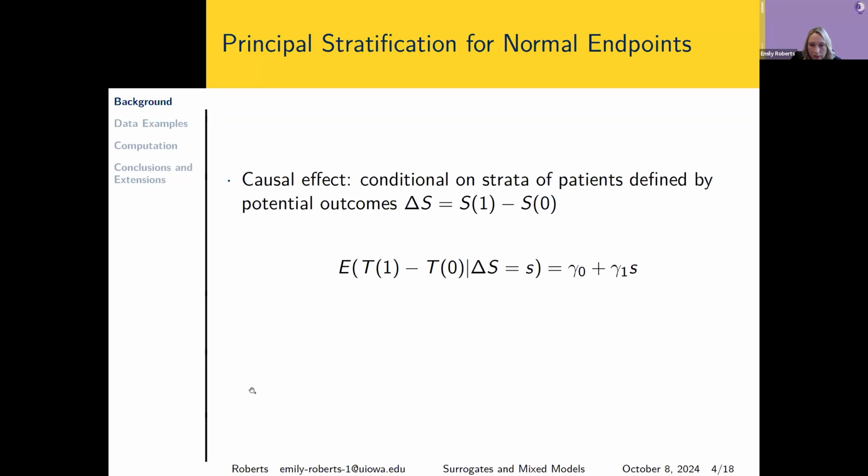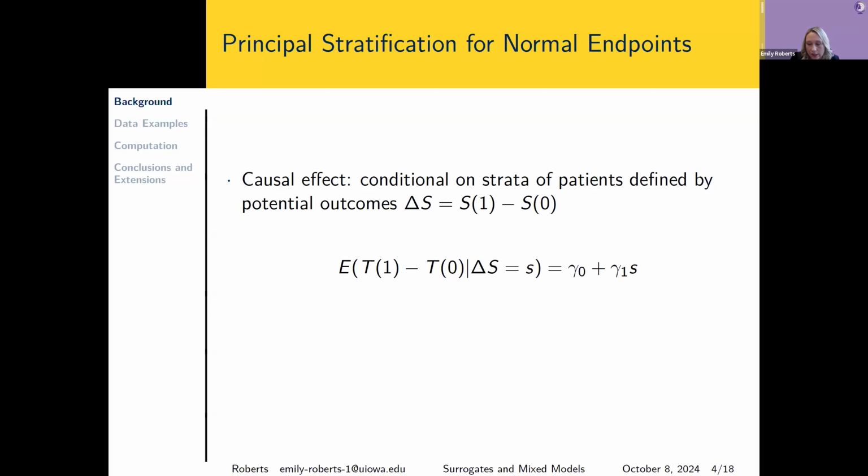And what we're interested in is the expected value of the difference T1 minus T0, conditional on this delta S. In the case when we assume a normal distribution for the endpoints, we can write this out in a nice, concise manner. Doing the algebra, you can see that what this equates to is one intercept, or one term that does not depend on S, which is going to be called gamma naught, and also a function of this S value. And this will be written in terms of gamma 1, which will be referred to as our slope.